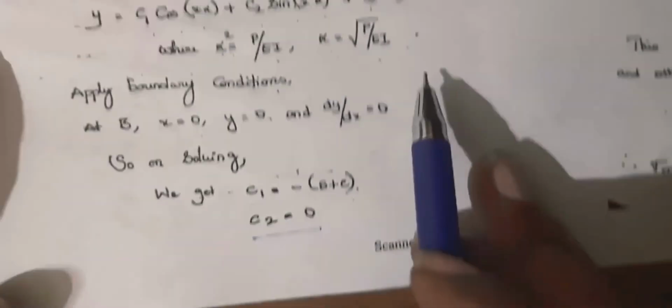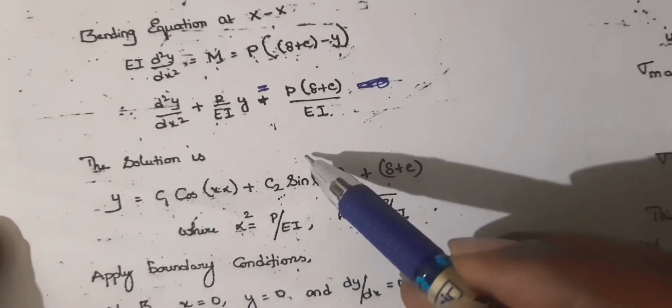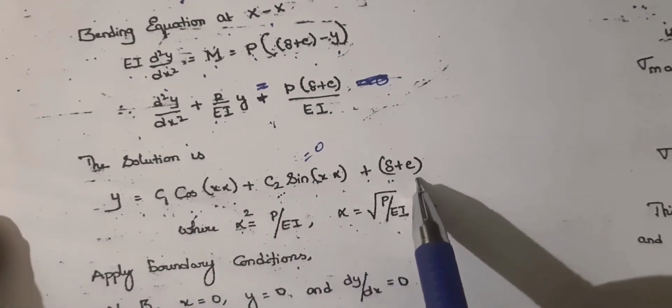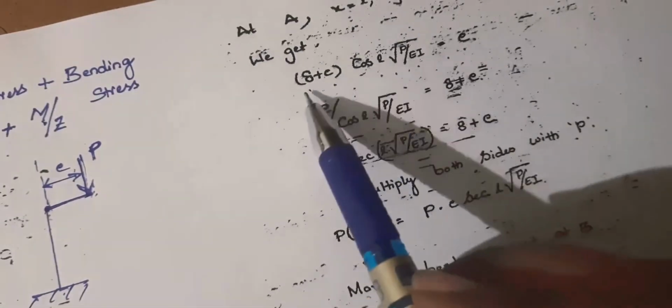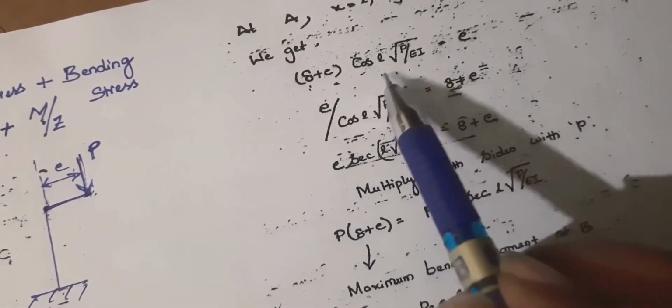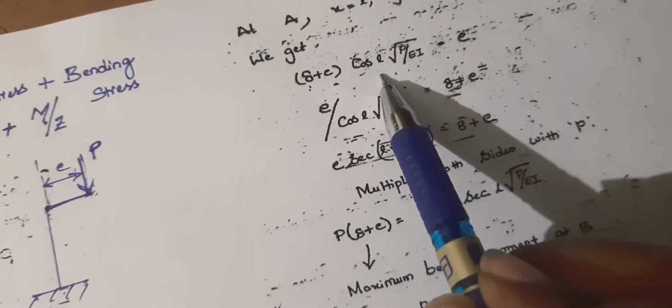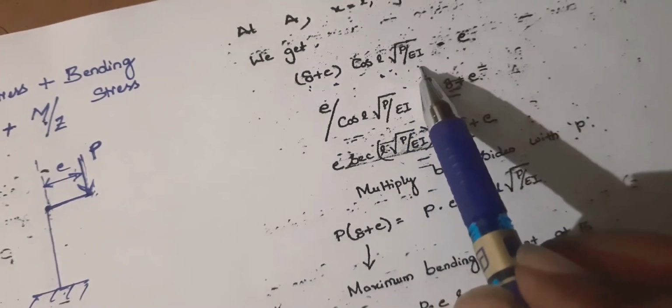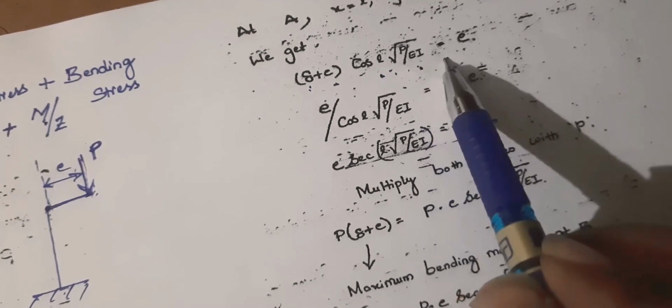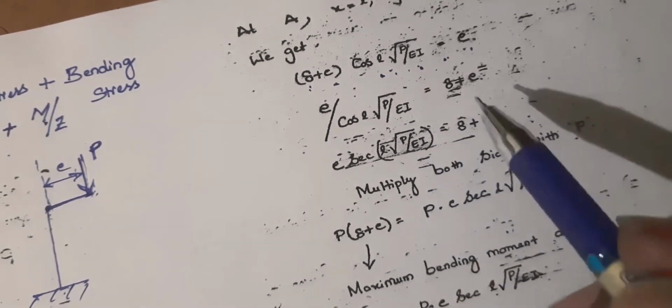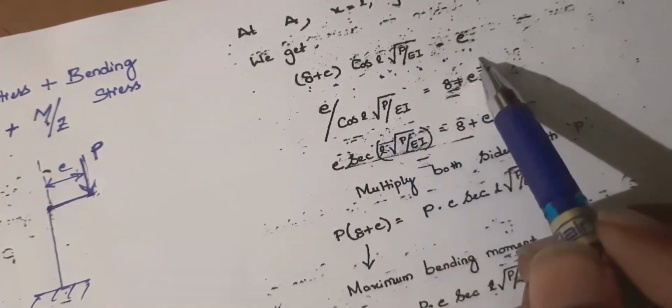Okay, into which equation should we substitute all these boundary conditions? This equation, this solution. We already know the C1 value and C2 value. Put those values here, and since C2 is 0, this term is going to be 0, and you will have y equals C1 cos x alpha plus delta plus e. Apply the boundary conditions at A. You get delta plus e cos of L into root over P by EI equals e. So send this onto this side.